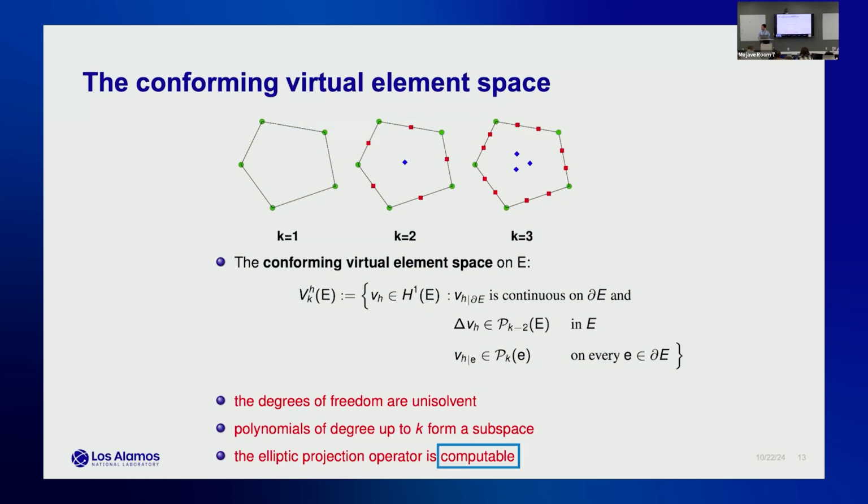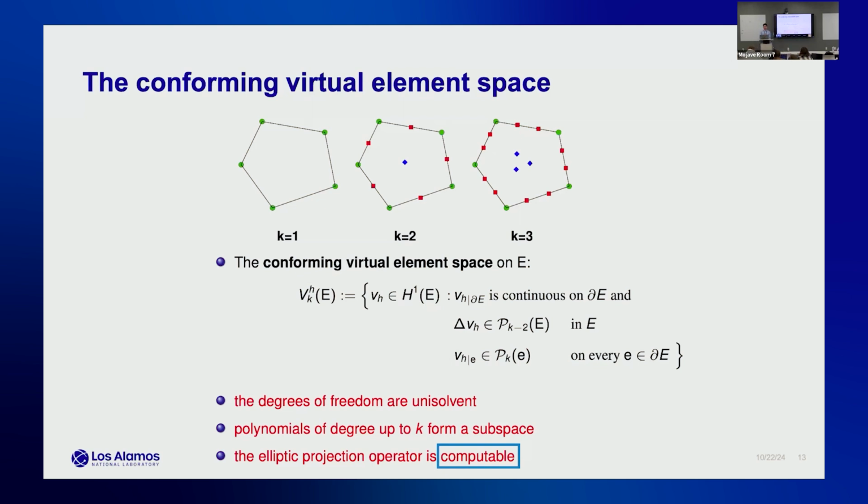Are those normal degrees of freedom values at this point? You mean the circles? Any of them? Yes. Like for k equals 1, the green circles are nodal degrees of freedom. And the red square is a value at the midpoint of it? It can be, or it can also be a moment, an integral type, also the internal.